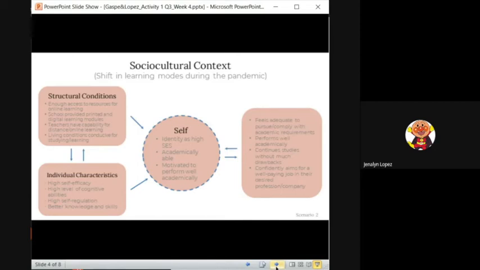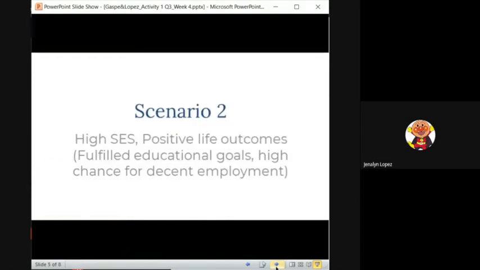And syempre, they can continue their studies without much drawback kasi, well, continuous lang din naman sila although pwedeng may drawbacks but it's not very big, pwedeng hindi ganun kalaki yung effect sa kanila. And then if they continue that, they may be able to confidently aim for more well-paying jobs in the future. So, yung pagbabalik niya dun sa kanilang structural conditions, they may still retain their access to the resources, so may malaking possibilities for them to get a better profession with a well-paying position since they also have better knowledge and skills dahil nag-continue sila ng studies. So this is our scenario 2, which is with the higher SES, pwedeng mas positive yung life outcomes sa kanila, in terms of fulfilled educational goals and higher chance for decent employment.